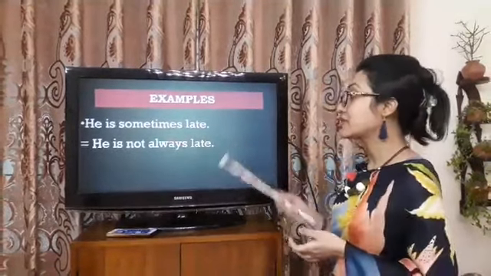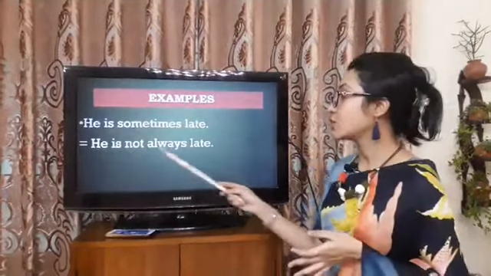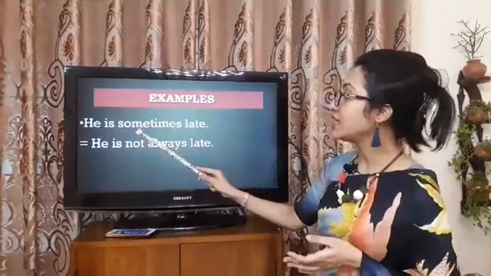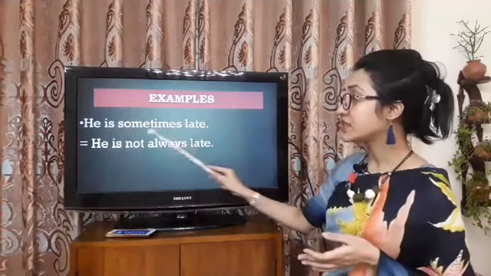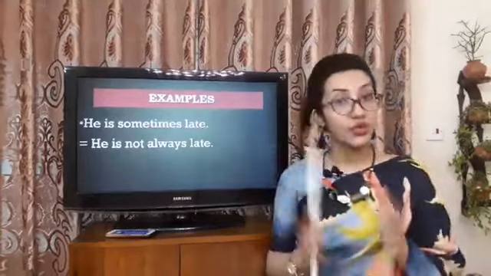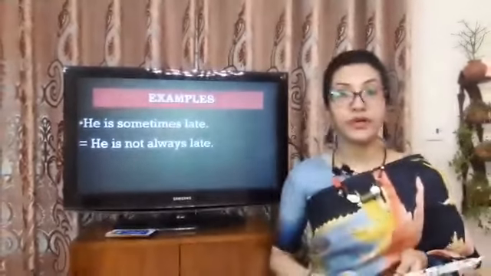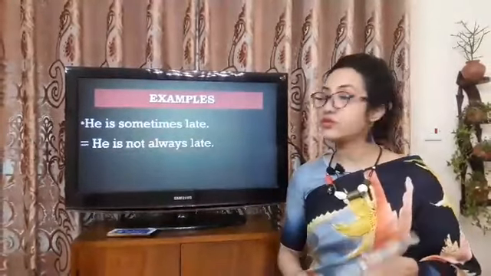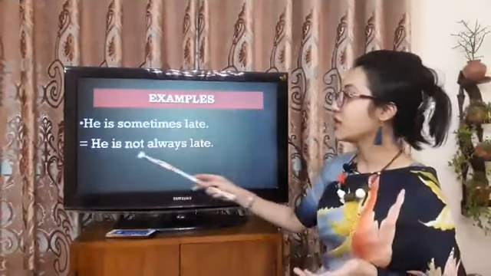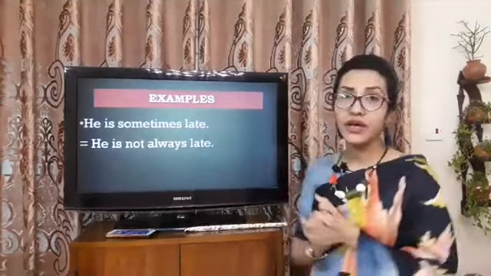He is sometimes late, সে মাঝে মাঝে late করে আসে. So he is not always late. So what have we done? We have just written "not always" in place of "sometimes". এখানে আর আমরা কি করছি না, we are not going into "do not" or "does not". Why? Because we have "is" here as the main verb, so we do not have any action verb in here, so we are not going to use "do not" or "does not". We are just writing "not always" in place of "sometimes".